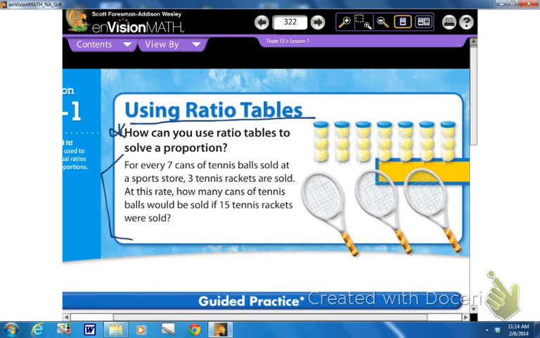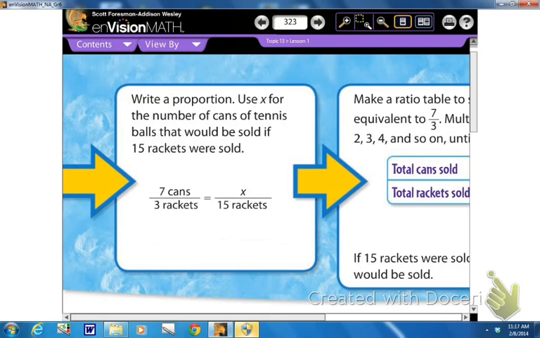Here's our problem. For every 7 cans of tennis balls sold at a sports store, 3 tennis rackets are sold. All right, so here is your ratio. For every 7 cans of tennis balls, 3 tennis rackets are sold. At this rate, how many cans of tennis balls, that's what we don't know, would be sold if 15 tennis rackets were sold? All right, let's look at the next page.